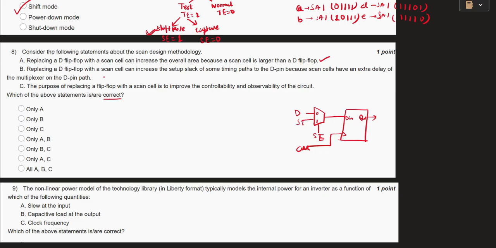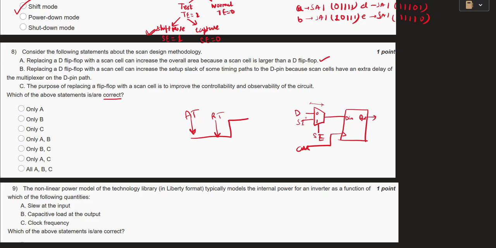Okay. Replacing a D flip-flop with a scan cell can increase the setup slack of some timing path of the pin, because scan cells have extra delay of the multiplexer. Correct, correct. Because the D pin has this extra multiplexer path delay, due to which what will happen is that this is, suppose, a slack time, this is the required time, and this is the arrival time.